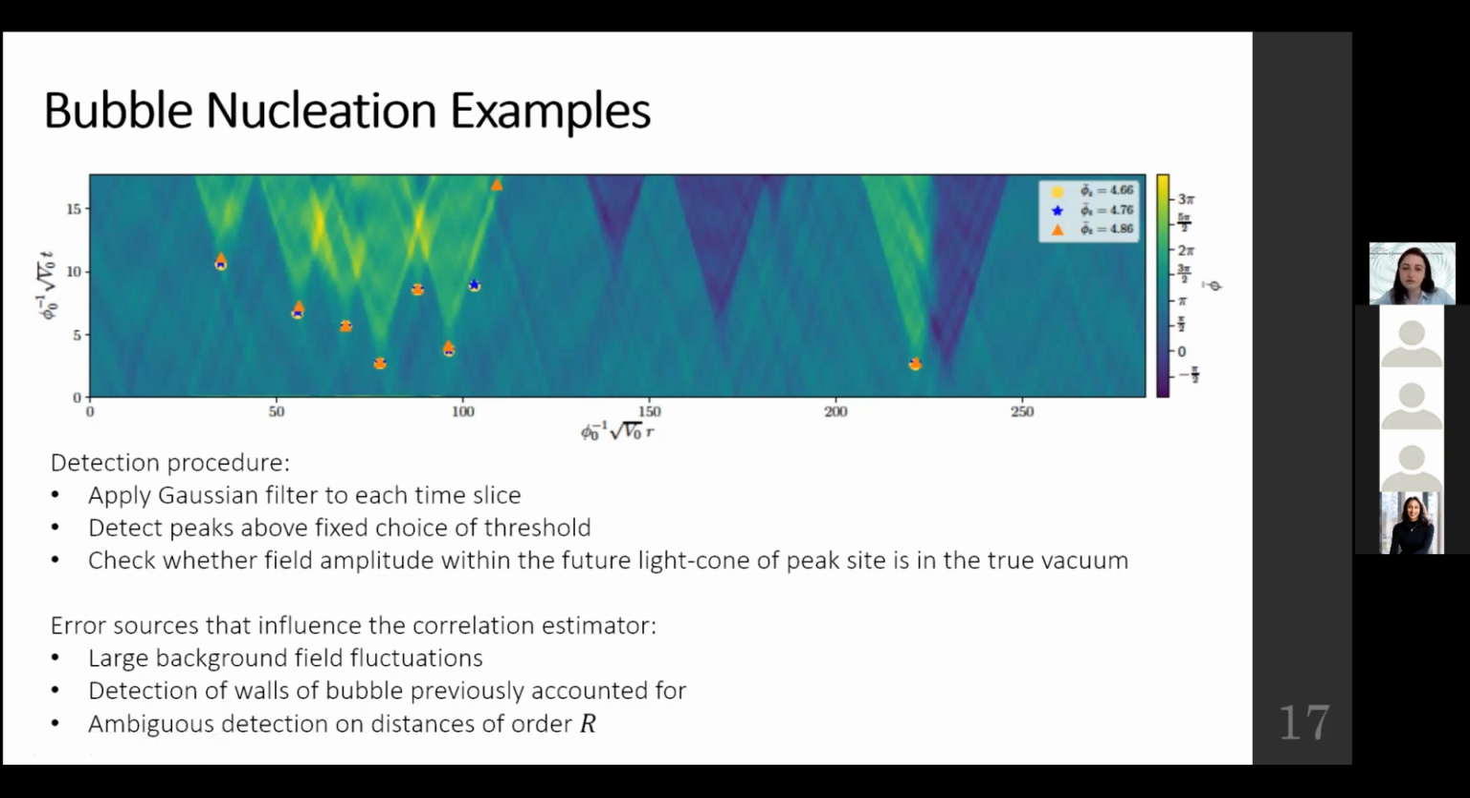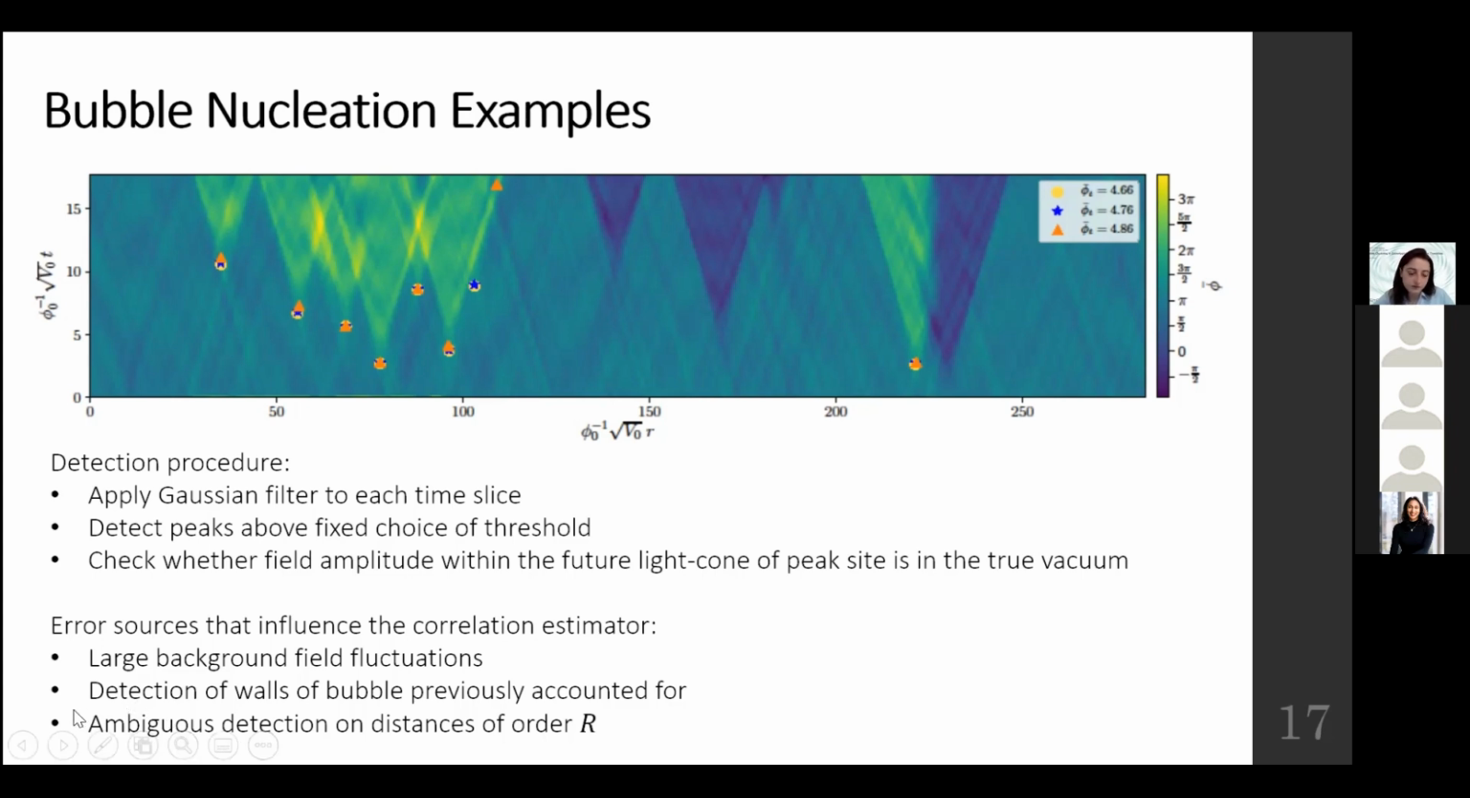We estimated that roughly 5 to 8% of the detected nucleation sites are false positive events. These can influence the correlation function. So we did not include this effect in our error bars, but we think it should be pretty small.